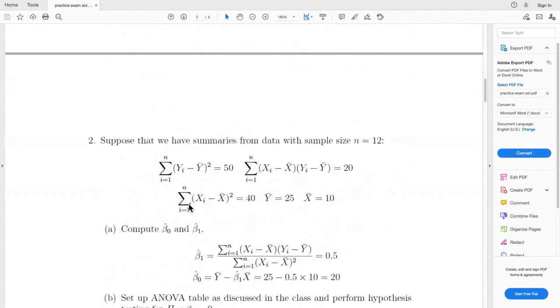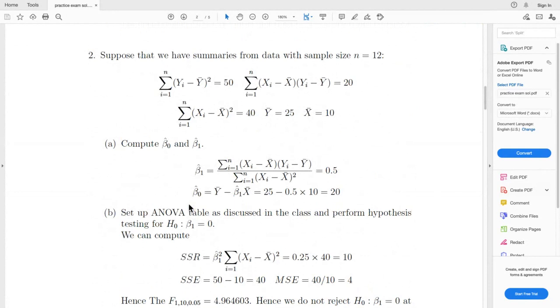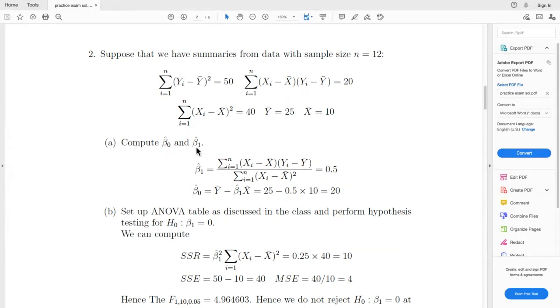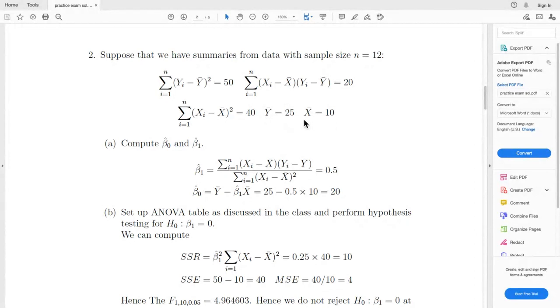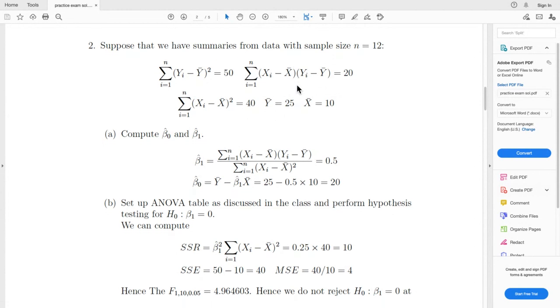Okay, so for question two, we have a sample size of 12, and we have this summary statistic here. We have information about SST, the variance, the sum of xi minus x bar squared, the y bar, and the x bar. So question number two is very similar to the example that we discussed in the class.